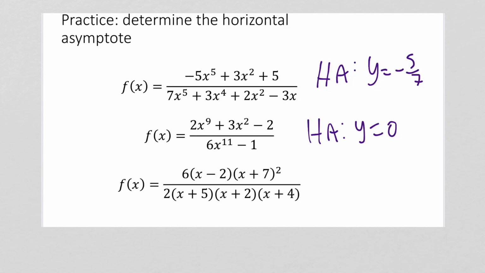So for this top one, we have a horizontal asymptote at negative 5/7 because we have a degree 5 over a degree 5. So we're going to just pull these out front. And then we have a degree 9 over a degree 11. So the degree is bigger on bottom, meaning we're going to approach 0.